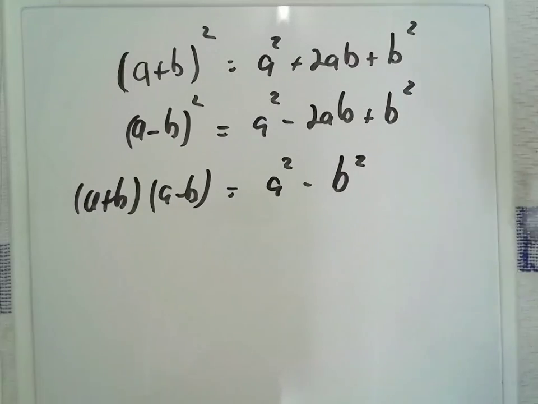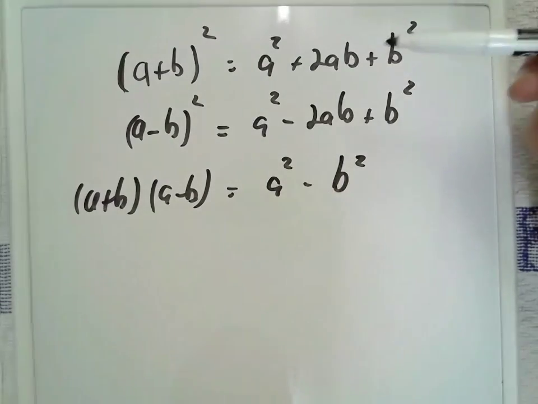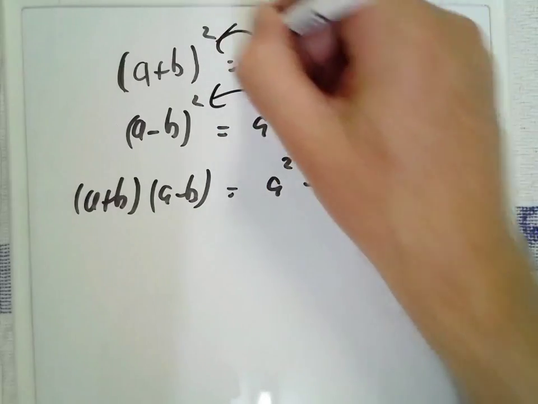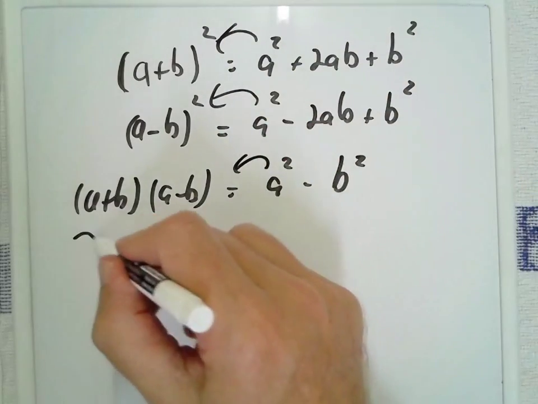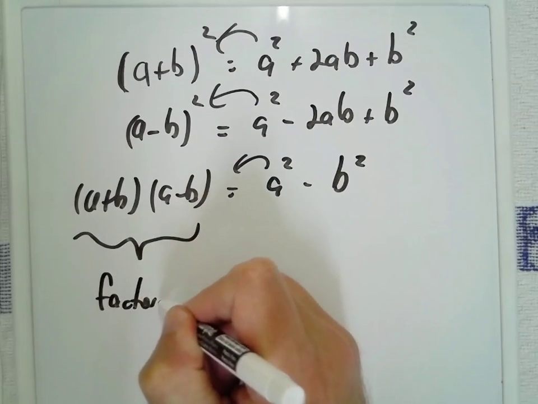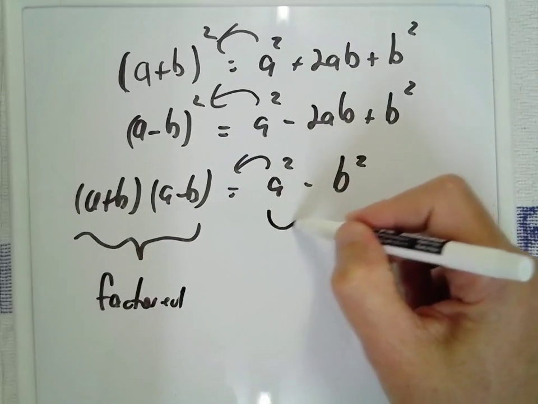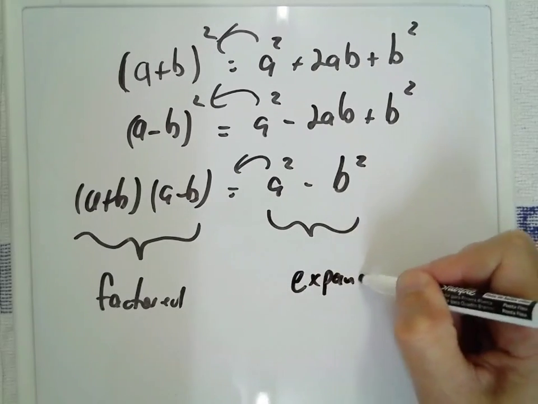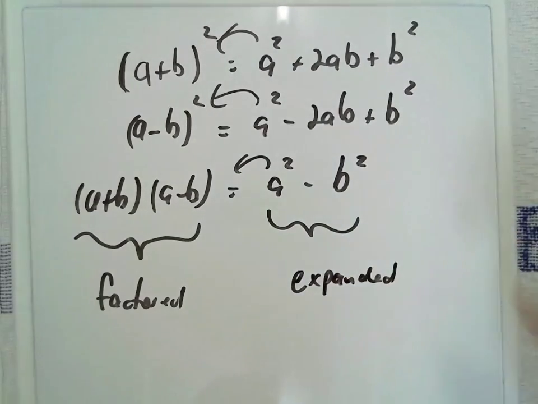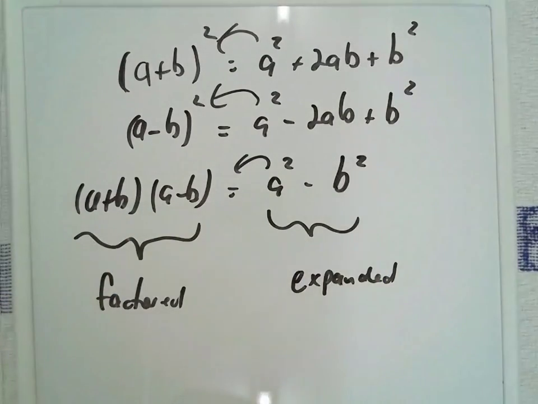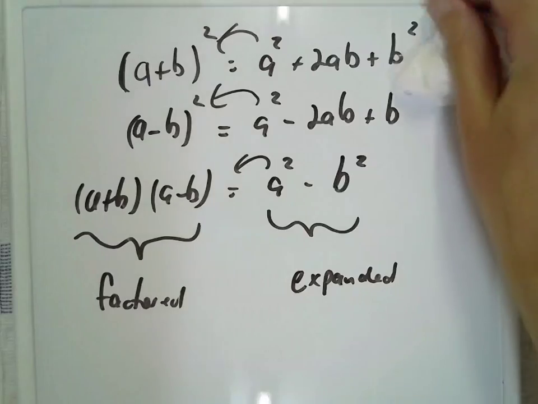Now that we're factorising, we're looking for these patterns so that we can go back that way, because these are factorised, these are expanded. So we're looking for these patterns so we can go back to a factorised form. We factorise a lot, don't we? Okay.